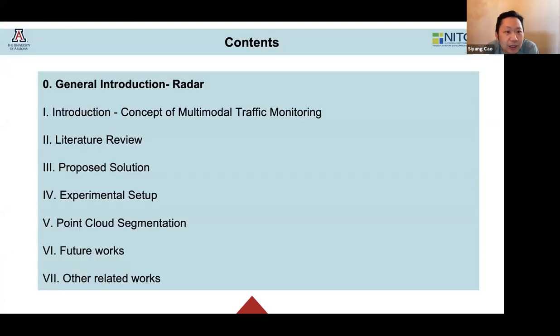First, we'll have a short general introduction to radar to help everyone warm up. Then we're going to go through the introduction of multimodal traffic monitoring, some literature review, our proposed solution and the experiment setup, and why it leads us to point cloud segmentation and some future work. And if we have time, we'll discuss a little bit of another related work here at the University of Arizona.